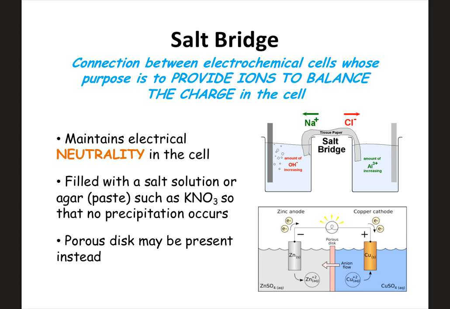If that's not there, this electrochemical cell will eventually shut down. So this is very important. AP has asked questions about this before. You need to understand what its purpose is, why it's there, and you need to make sure that it is there in your setup, in your drawings, in your labs. So we need to pick something for our salt bridge that's going to provide ions, plus and minuses, to balance the charge in our electrochemical cell, but it needs to be a substance that does not cause a precipitate.